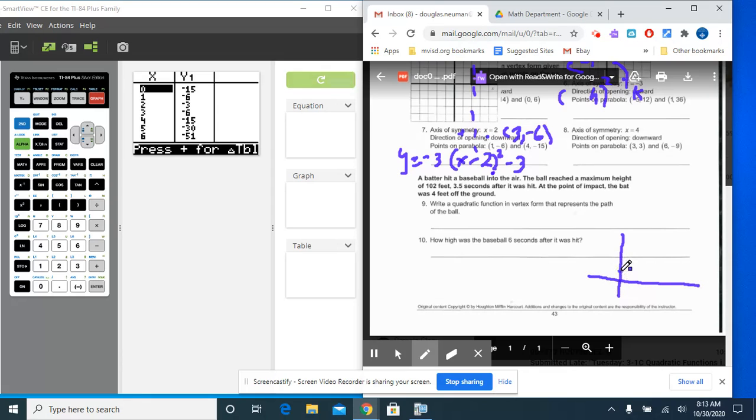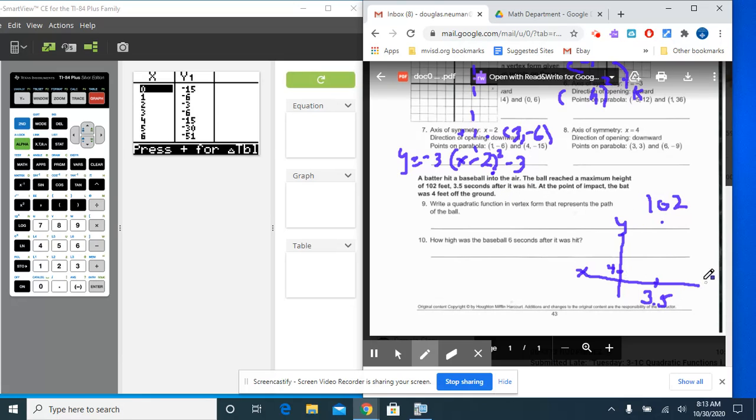When it was hit, 0, 0 is when it's hit. X is usually your time. Y is usually your height or other things going on. But x is usually time. So was it 4 feet when it was hit? It was at 102 feet at 3.5 seconds. Which, by the way, there's your vertex. Maximum height, that's your vertex. So way up here somewhere. So I already have almost all of my equation. And the ball reached the maximum height at 3.5.